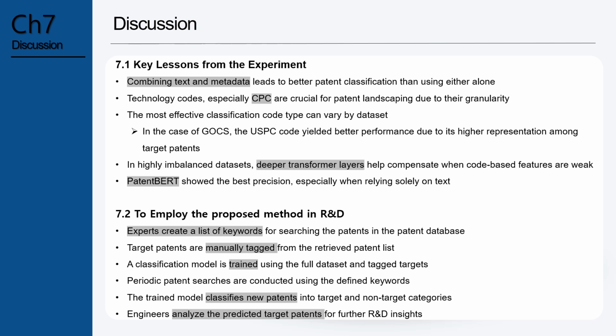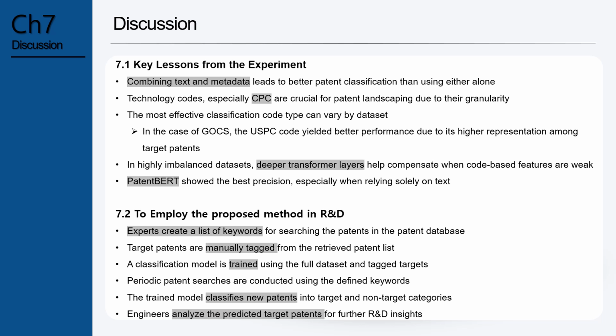From the experiment, several insights became clear. Combining text and metadata leads to better patent classification than using either one alone. Among the classification codes, CPC is especially useful due to its fine granularity. However, the best performing code type can differ depending on the dataset. For example, in the GOCS dataset, USPC yielded better results because it had higher representation among target patents.